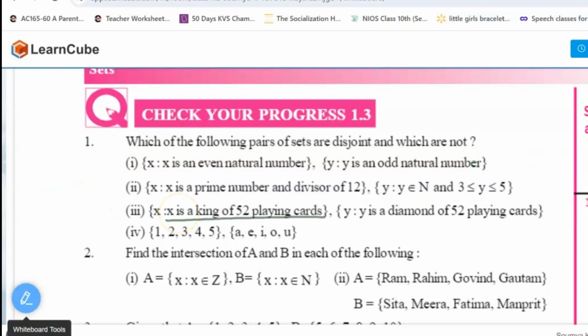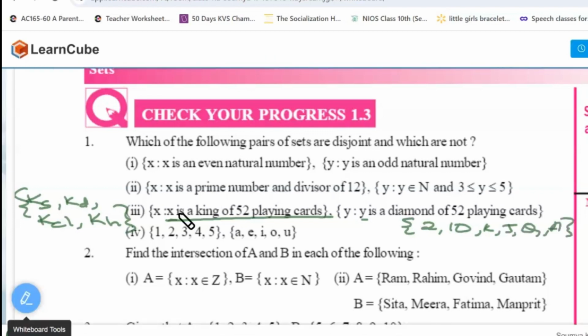Next question: x is a king of 52 playing cards. So you have got 4 kings: king of spade, king of diamond, king of club and king of heart. So 4 kings are available, where x represents them, and y is diamond of 52 cards. That means you have diamond cards from 2 to 10, then J, Q, K and A, all with the diamond symbol. If you take both of them, the king of diamond is the common one. So this set is also not a disjoint set, since they have a common element.